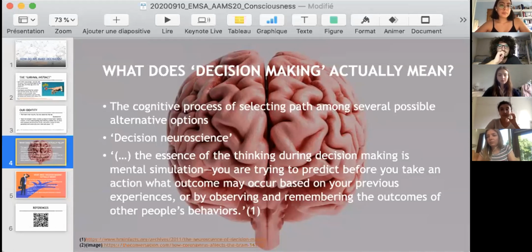And this quote you see on screen belongs to Dr. Lee from Yale University, and he studies economic decision-making. It goes, the essence of the thinking during decision-making is mental simulation. You're trying to predict before you take an action what outcome may occur based on your previous experiences or by observing and remembering the outcomes of other people's behavior. So this can also be related to reinforcement learning, which is a huge effector of decision-making, but I will try to go into that a bit later.